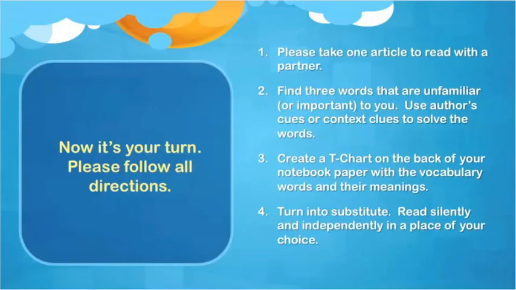Now it's your turn. Please make sure that you follow all of these directions. You're going to choose a partner. Please take one article to read with your partner. You'll find 3 words that are unfamiliar or important to you. Use author's cues or context clues to solve those words or to determine their word meanings. You'll create a T-chart on the back of your notebook paper with the vocabulary words and their meanings. You can set it up just like the one that you did for the dinosaurs text. When you're finished, turn it into the substitute.